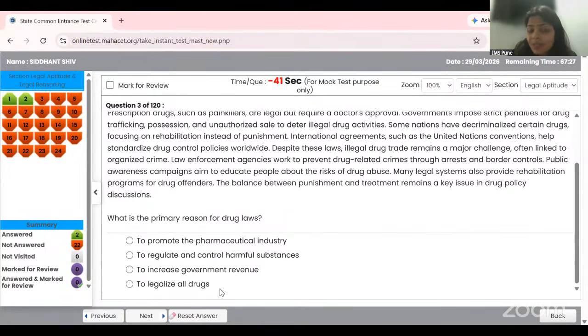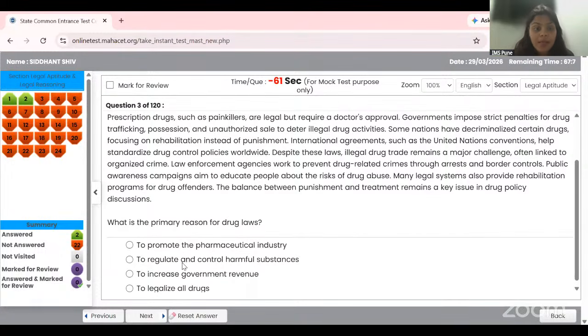So again, you can look at the options and you can eliminate it from here. That legalize all drugs was never the purpose. Increasing government revenue, we are trying to regulate this industry and not increase government revenue. We are trying to prevent people from abusing drugs, right?